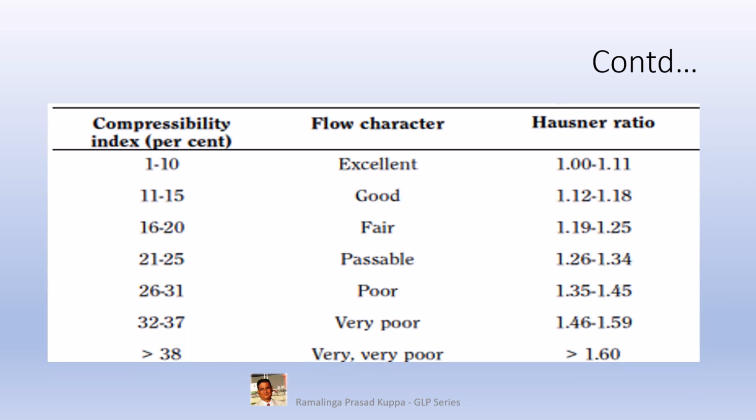These are typical values for Hausner ratio. Values around 1.00 to 1.11, the flow characteristics are excellent. When it is more than 1.60, the flow is very poor.